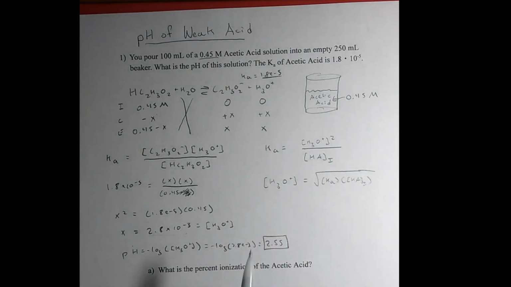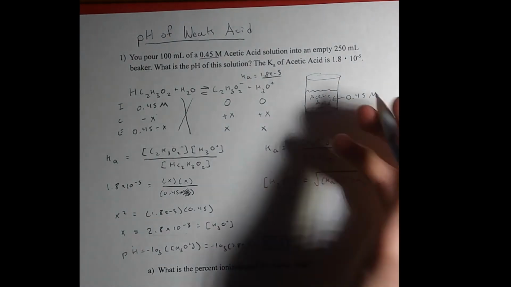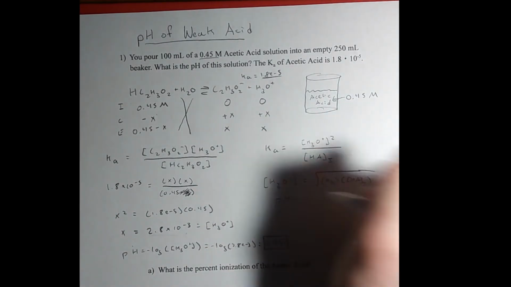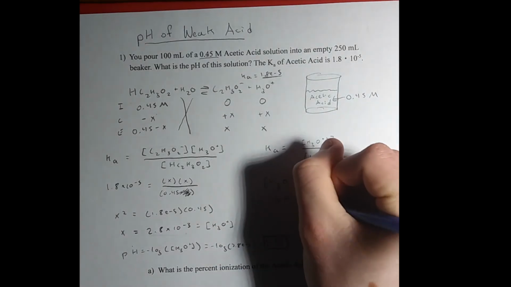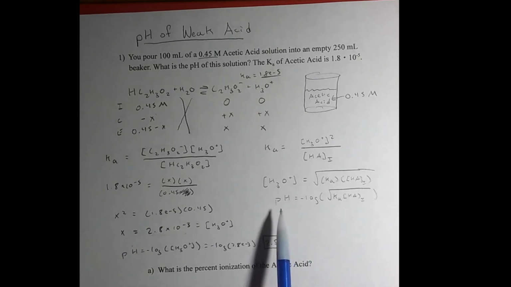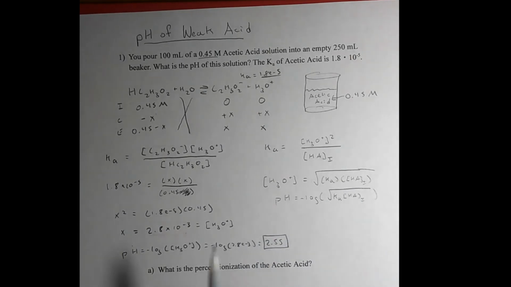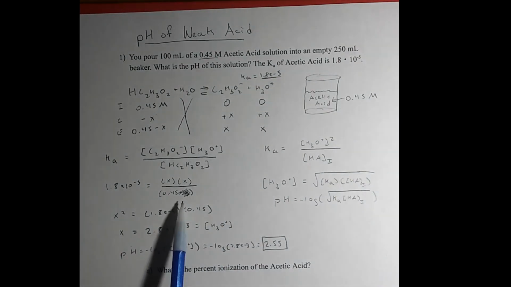Now I'm going to take the negative log of both sides. The negative log of H3O plus will just be what we're looking for, pH, right? The negative log of this will just be the negative log of this. And this is our equation: pH equals negative log of the square root of Ka times HA initial. It seems like a lot, but it's actually really simple to memorize. And it'll work for any weak acid where you can use the little x problem, okay?